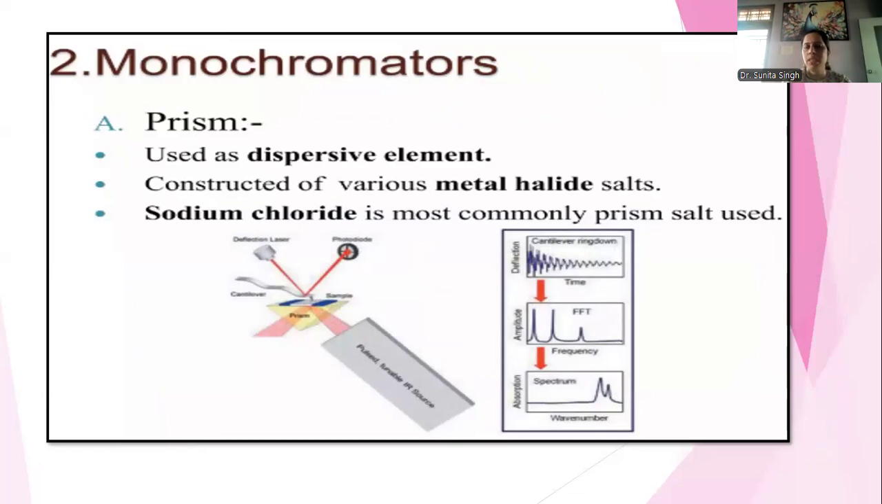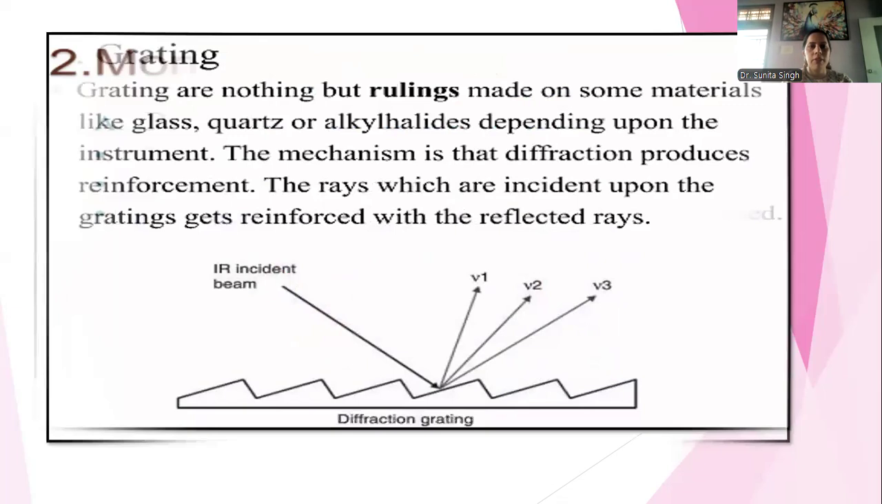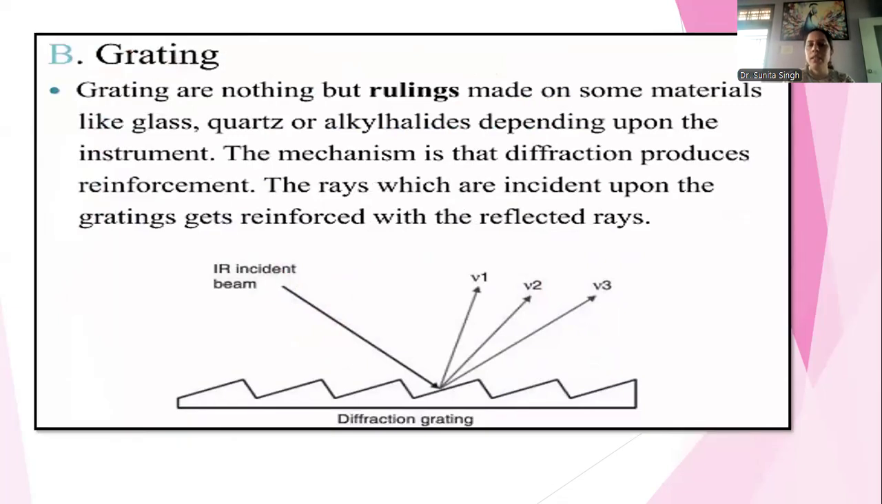The monochromator is used as a dispersive element constructed of various metal halide salts. Sodium chloride is the most commonly used prism salt. So the monochromator acts as a dispersive element. And we have gratings. Gratings are made up of materials like glass, quartz, or alkyl halides, and the mechanism is that diffraction produces reinforcement, and the rays incident upon the gratings get reinforced with the reflected rays.